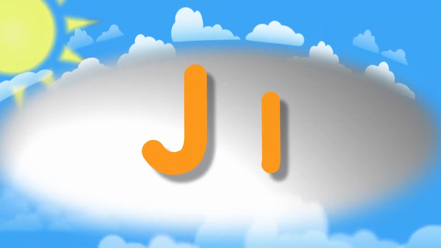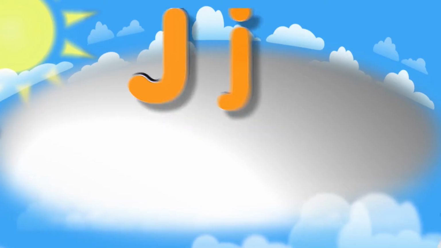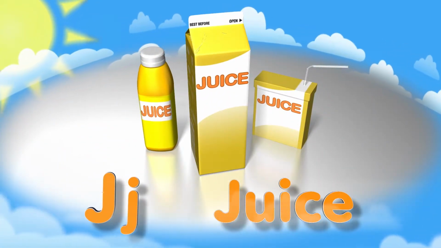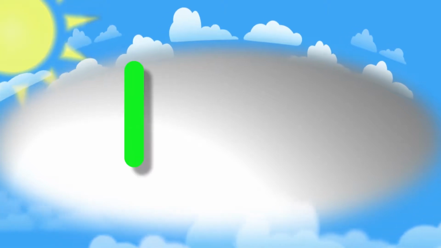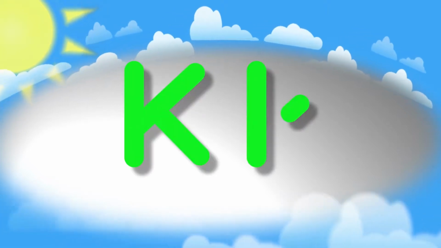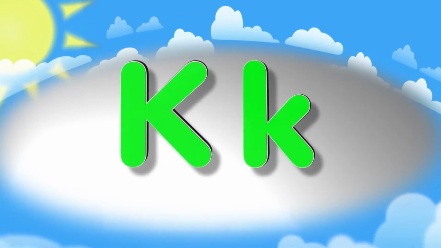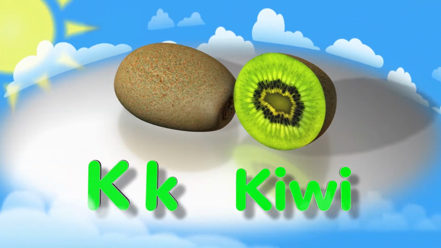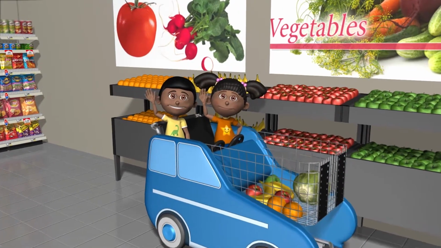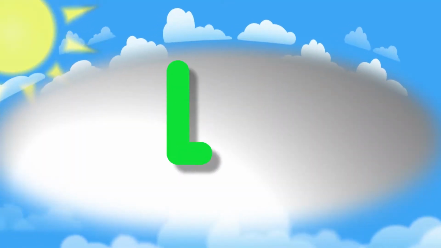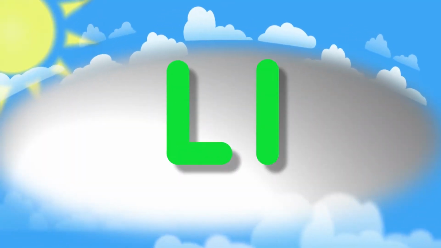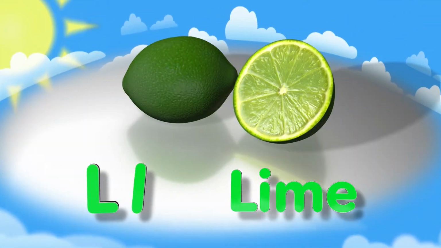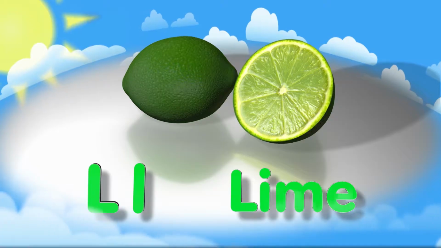Uppercase J, lowercase j. J is for juice, juice. Uppercase K, lowercase k. K is for kiwi, kiwi. Uppercase L, lowercase l. L is for lime, lime.